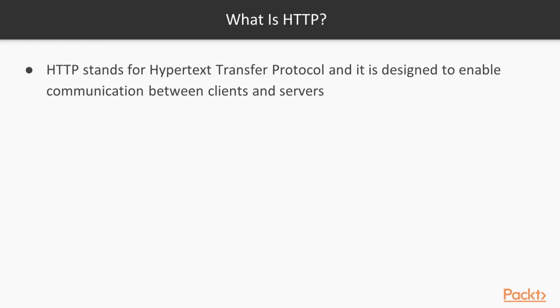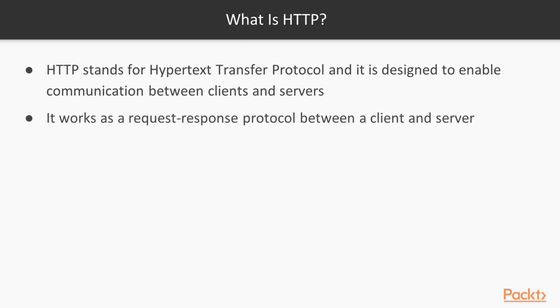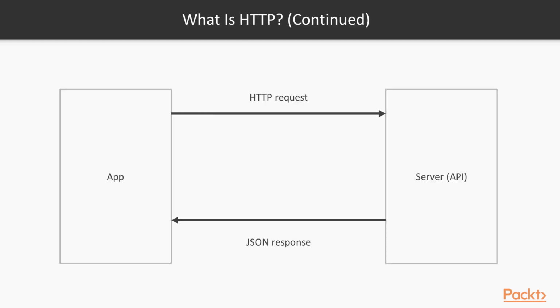HTTP stands for Hypertext Transfer Protocol, and it is designed to enable communications between clients and servers. It works as a request-response protocol between a client and a server. The app that we are going to build is going to make an HTTP request to the server, and we're going to get back a JSON response.